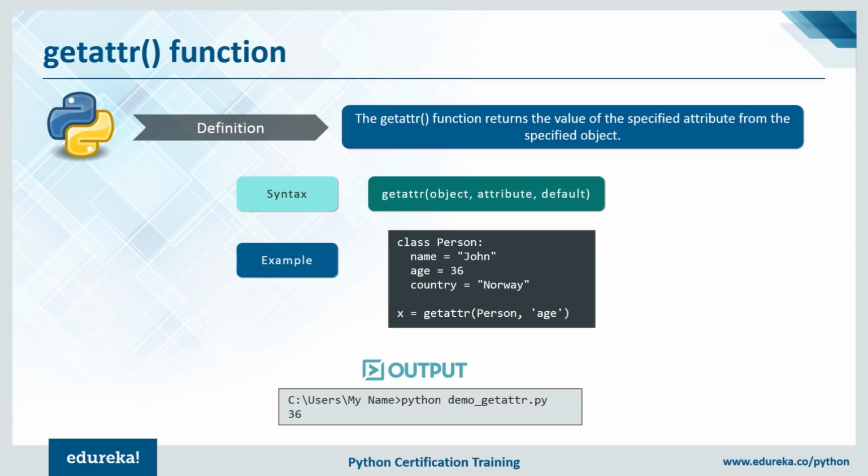Check out this really simple example I have for you guys. We have a class called Person, name equal to John, age equal to 36, country equal to Norway. x is equal to getattr of Person and age. At this point, what we're trying to do is move into the class Person and find the age of this particular instance. In this case, John's age is 36, and that is exactly what we see in the output. Pretty easy, right? Now that we're done with the getattr function, let's see what's next.